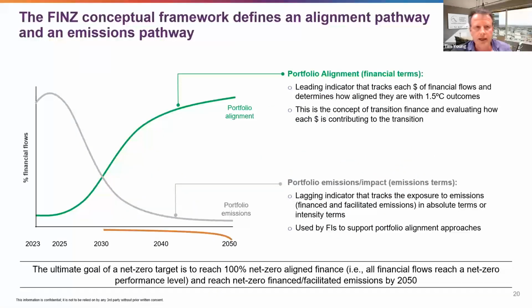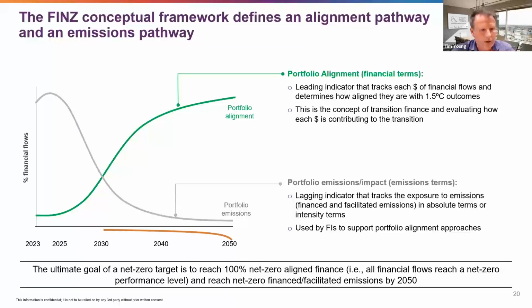Yes, certainly. And this is one of our favorite diagrams, what we call the gray line and the green line. And the idea is on portfolio alignment, you're going up the green line as more and more of the portfolio aligns. And in turn, that will reduce portfolio emissions, so you go down the gray line.